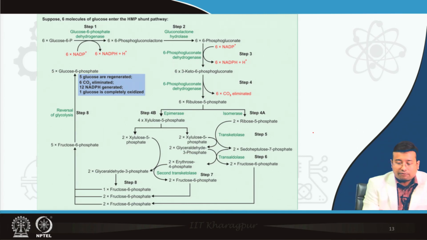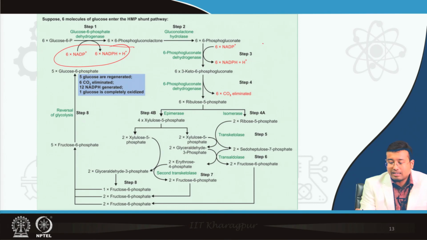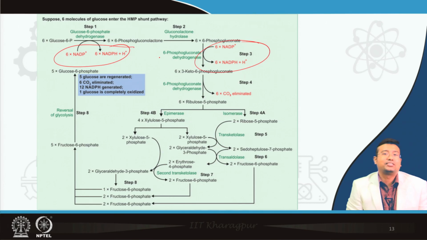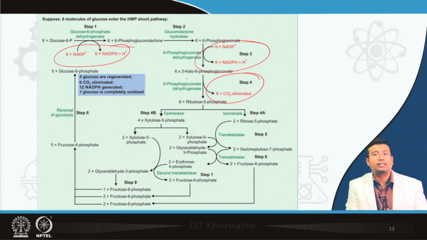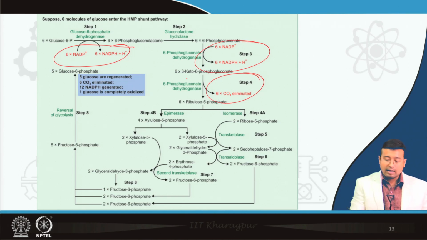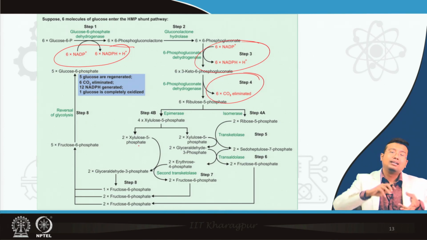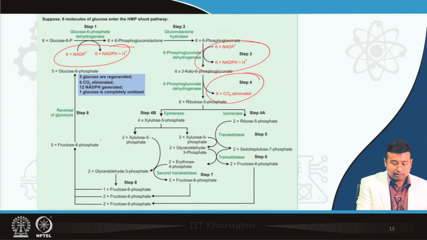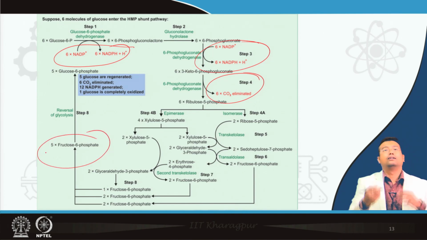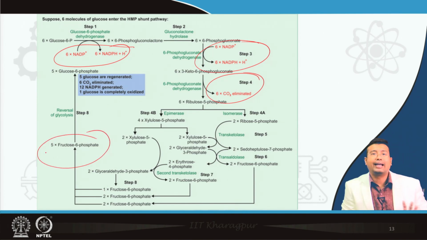So, in the oxidative phase itself, 12 molecules of NADPH are generated, 6 molecules of CO2 are eliminated, and pentoses are generated, right, and the entire non-oxidative phase in which multiple pentoses are generated are actually to regenerate the reactant, that is the other 5 molecules of glucose 6-phosphate that are regenerated at the end of HMP shunt.